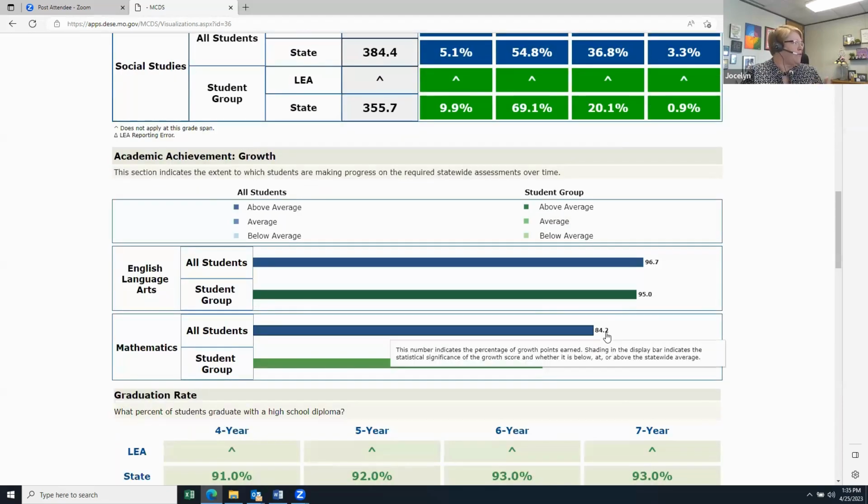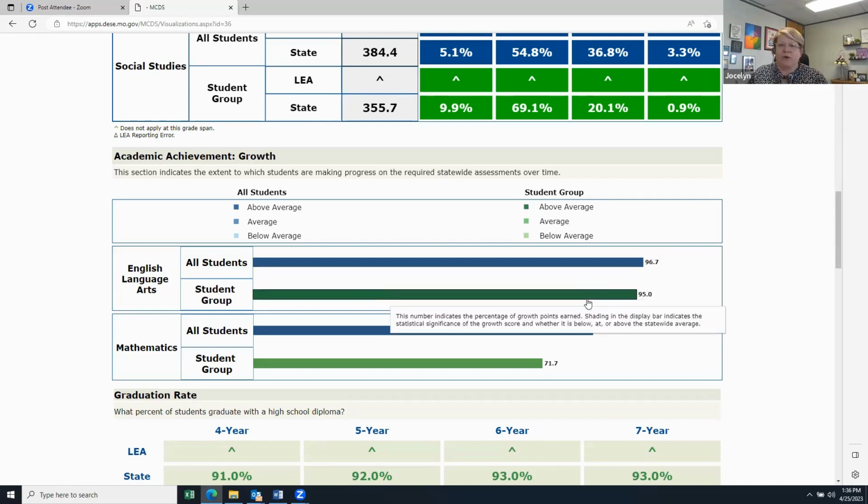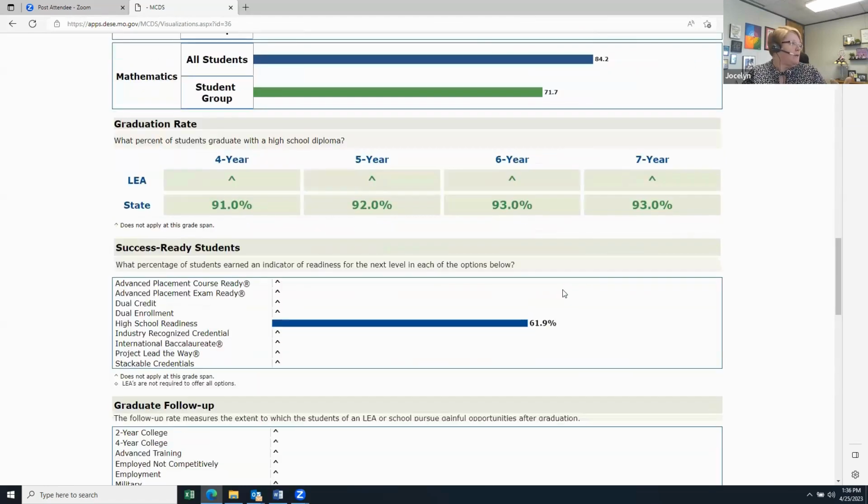Then you'll come down and you'll also see growth, and growth is displayed a little differently than we're used to seeing it, which is just whether or not it's statistically significant. But this actually reflects the percentage and where they were. In this particular instance, we'll use the student group, their growth was above average, and so you'll see that it's marked by color and by number.